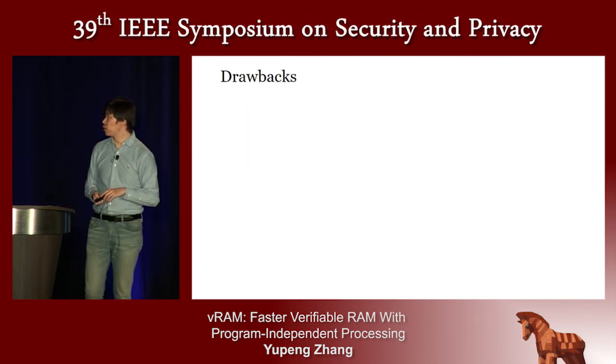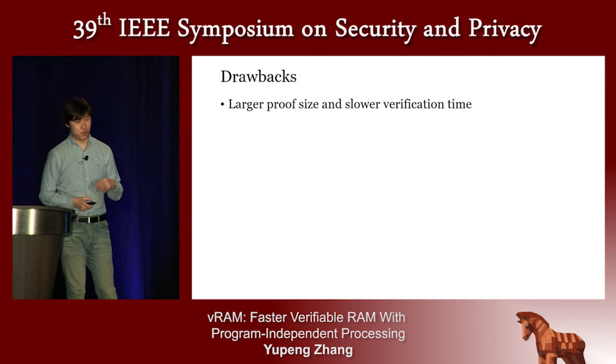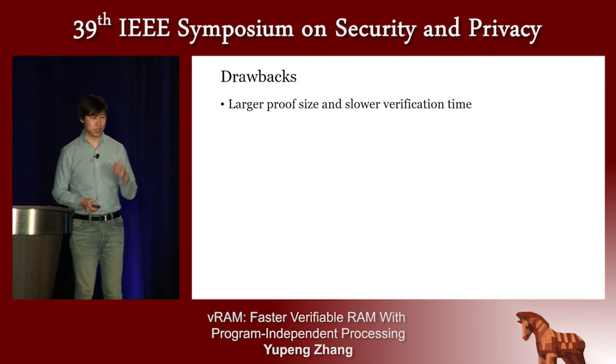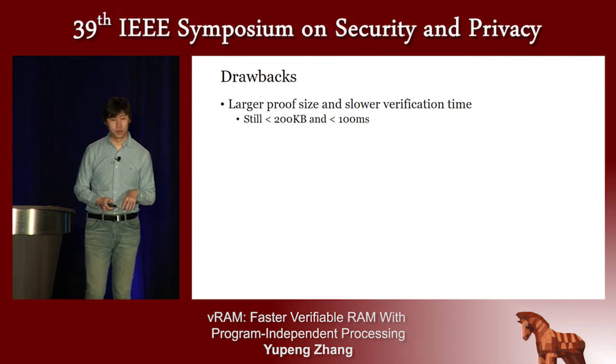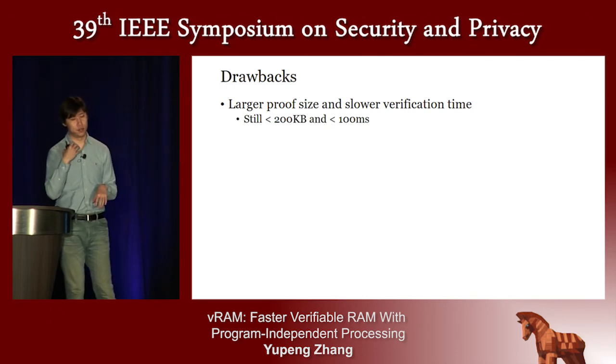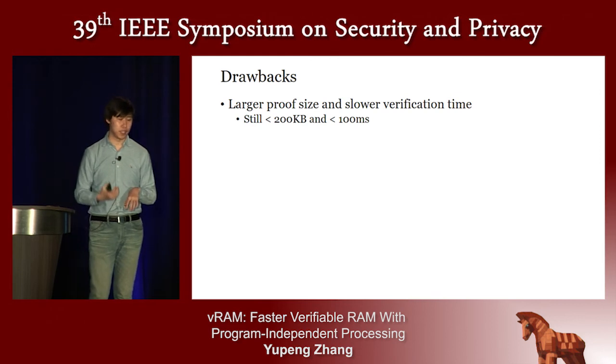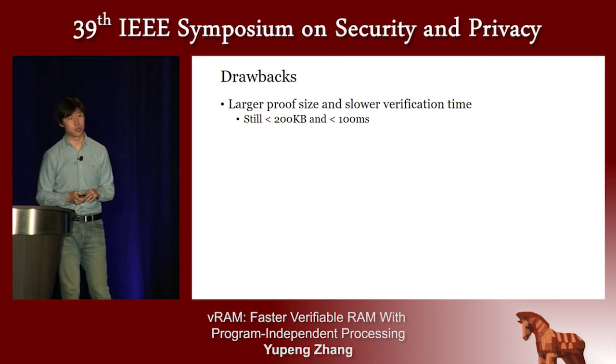And finally, we do have some drawbacks. We do increase the proof size and the verification time. But as I said, these are usually not bottlenecks of the system. So we can still reach less than 200 kilobytes of proof size and less than 100 milliseconds of verification time on all instances we are running for Verifiable RAM programs.